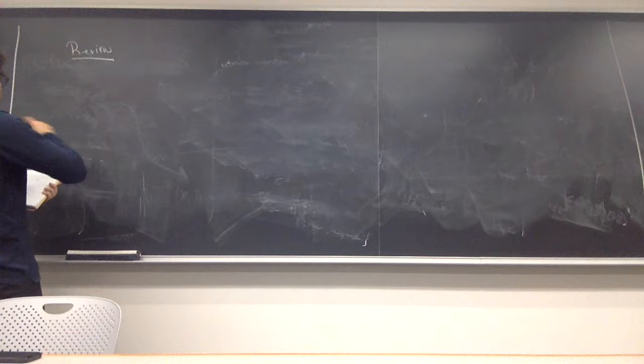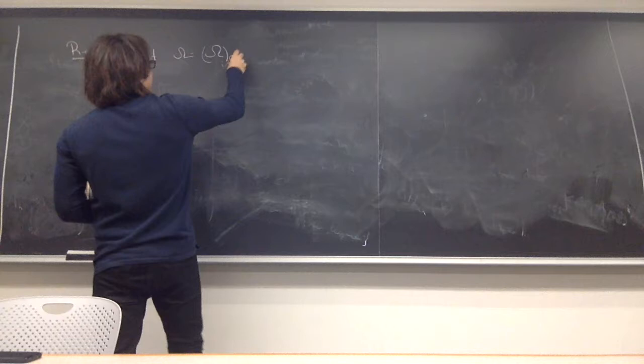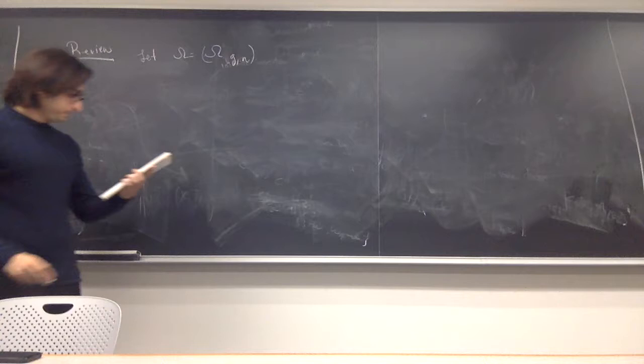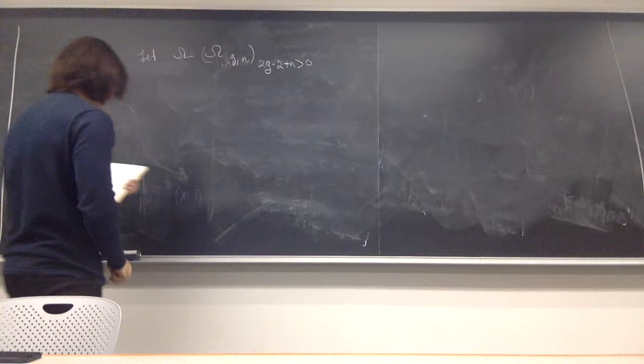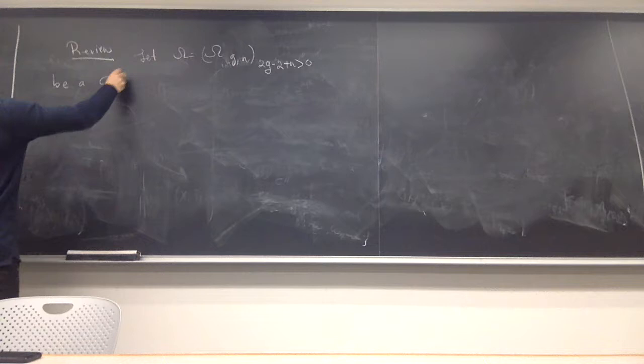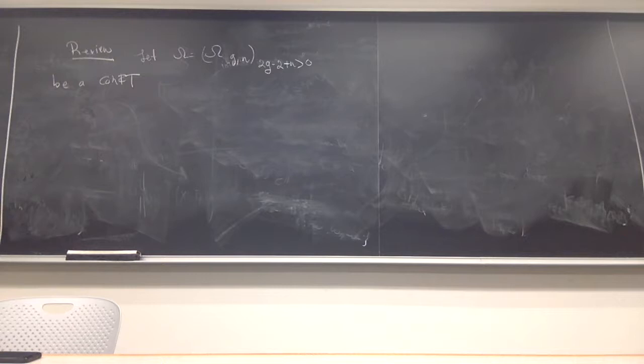So let omega, a system of omega_{g,n} such that 2g minus 2 plus n is bigger than 0, be given. Let this be a cohomological field theory. At least this basic definition, you can find in the last lecture.